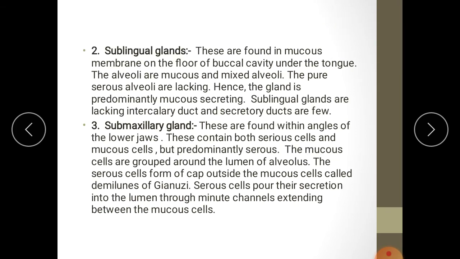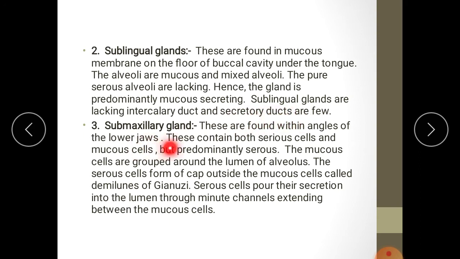Next, sublingual glands. These are found in the mucous membrane on the floor of the buccal cavity under the tongue. The alveoli are mucous and mixed alveoli, which means the sublingual glands produce mucus as well as saliva. The pure serous alveoli are lacking. Hence, the gland is predominantly mucus secreting. Sublingual glands lack intercalary ducts and secretory ducts are few.